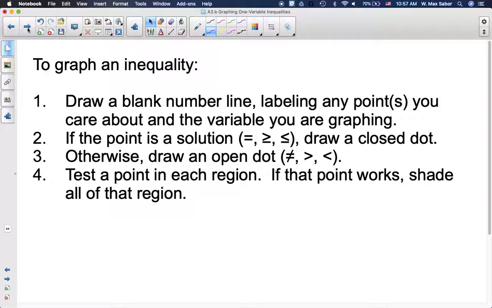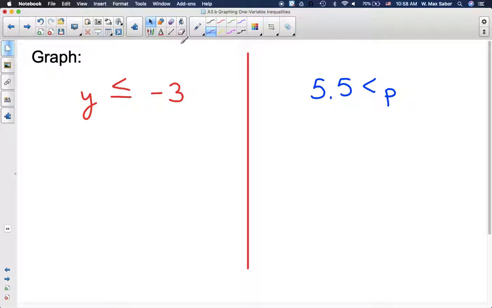All right. So, to graph an inequality, these are the big steps for this presentation. Draw a blank number line, labeling any points you care about and the variable you're graphing. If the point is a solution, meaning equal, greater than or equal to, less than or equal to, draw a closed dot. Otherwise, you'll draw an open dot: not equal to, greater than, or less than. Test a point in each region. If that point works, you'll shade all of that region. So, what does this look like?